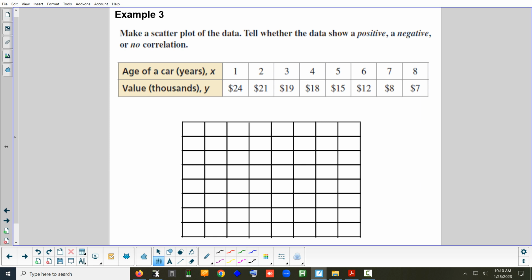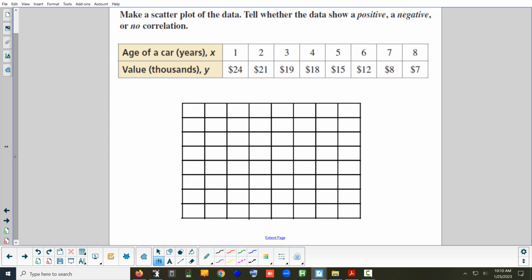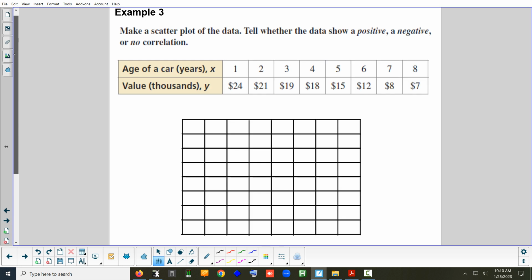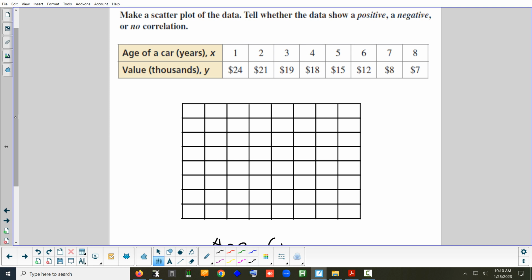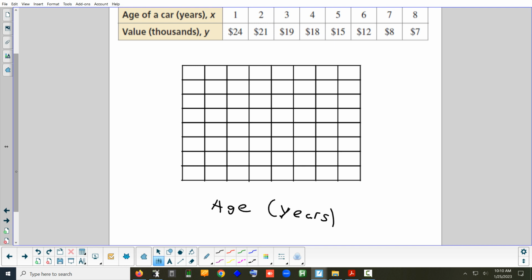Let's see. What does it tell me should be on the x-axis? Yep. The year, how old the car is. So we're going to put the age of the car. So this is the age, and this is in years. And what's the highest amount of years that I have to go up to? 8. So let's look at our graph and see if we've got enough space. 0, 1, 2, 3, 4, 5, 6, 7, 8. It's perfect. Okay, so I can just go by ones on the x-axis.